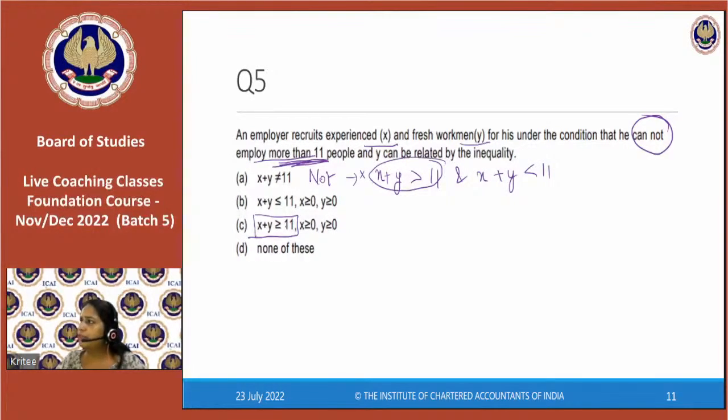Why is everybody saying yes? B is the correct answer, which says that the total employment of X and Y should be less than or equal to 11. Yes, B is the correct answer. I think now you have understood correctly. B is the correct answer. Okay.